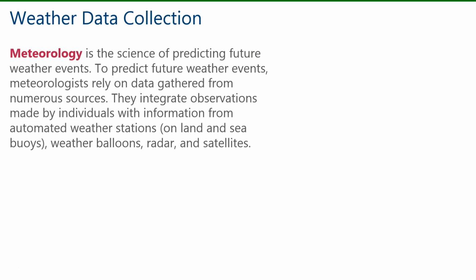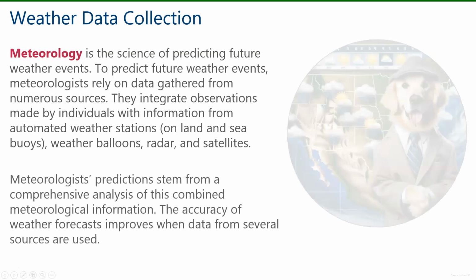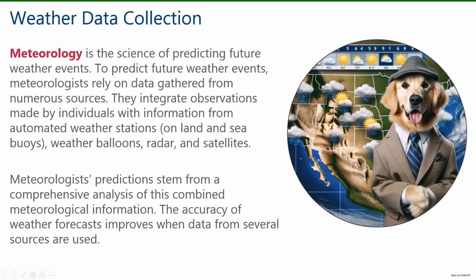Meteorology is a science of predicting future weather events. To predict future weather events, meteorologists rely on data gathered from numerous sources. They integrate observations made by individuals with information from automated weather stations on land and sea buoys, weather balloons, radar, and satellites. Meteorologists' predictions stem from a comprehensive analysis of this combined meteorological information. The accuracy of weather forecasts improves when data from several sources are used.